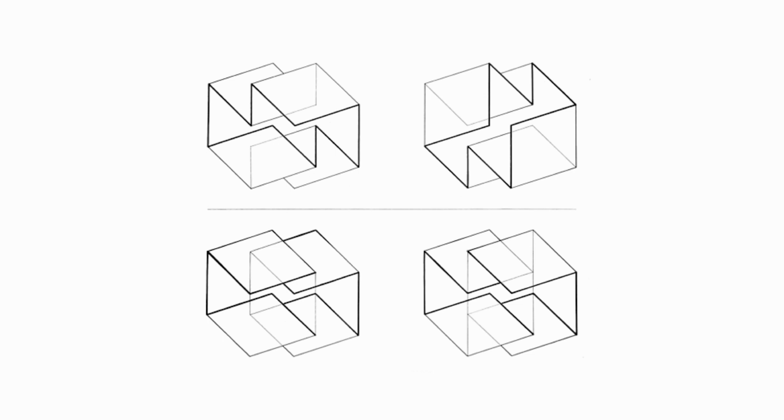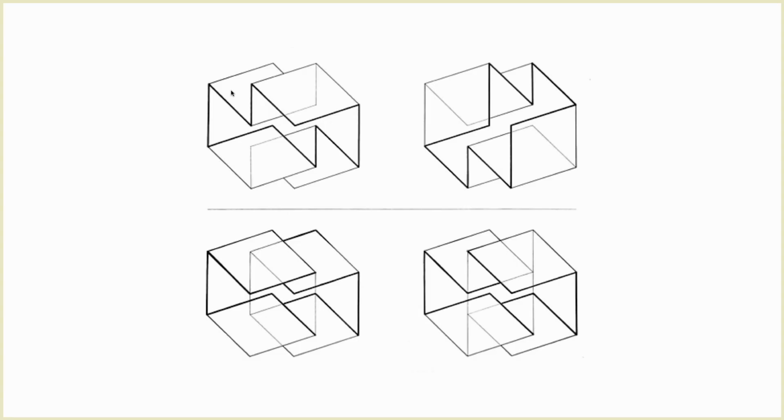4 sets of planes that intersect. And depending on which lines are bold, we can control which pieces come forward and which pieces recede. So if we looked at this without any bold lines on it, it would be hard to tell what's in front and what's behind. But by putting thick or thin lines on, we can start to read what is in front and what is behind.